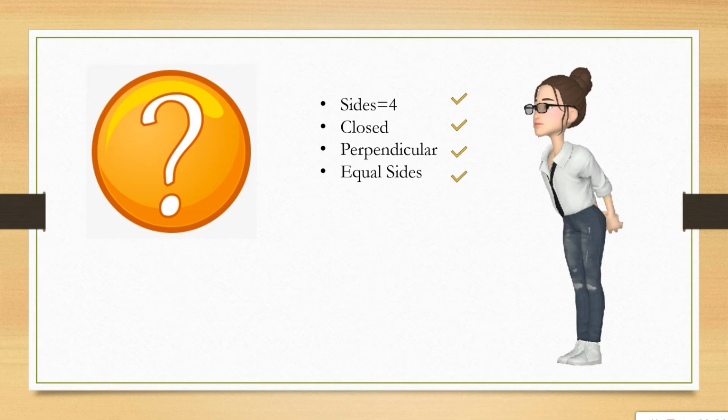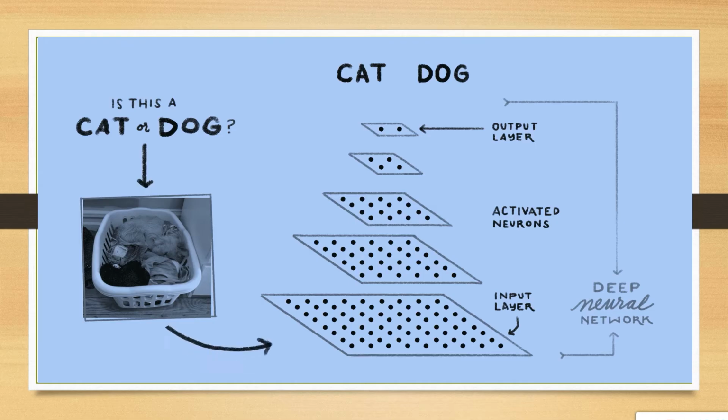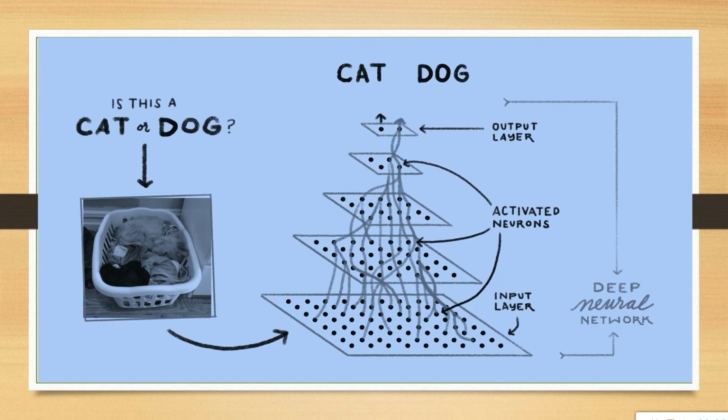Well, it is nothing but a nested hierarchy of concepts. What we did here, we took a complex task, identifying a square in this case, and broke it into simpler tasks. Now, deep learning also does the same thing but at a larger scale. Let's take an example of a machine which recognizes an animal. The task of the machine is to decide whether the given image is of a cat or a dog.